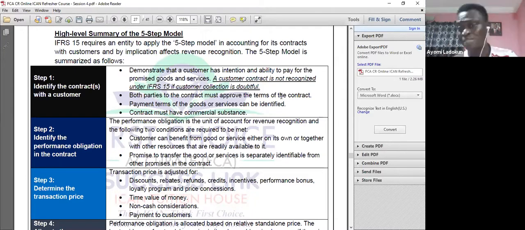And that is what I explain to the examiner. It's either the examiner asks you what are the criteria to be met, or they ask you to explain the 5-step model approach to revenue recognition. And this is what you put up for the exam. That's why I've tried to summarize it for you, and I put it in a table. In case they're asking you, please don't put it in a table.